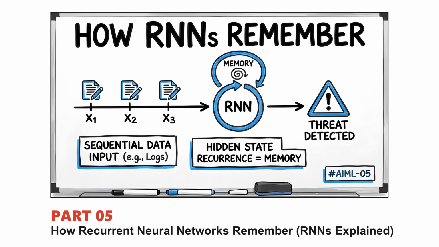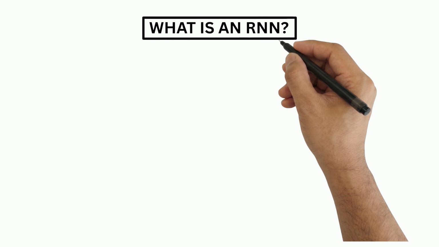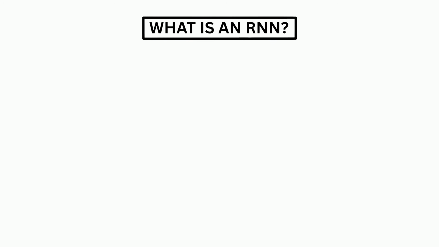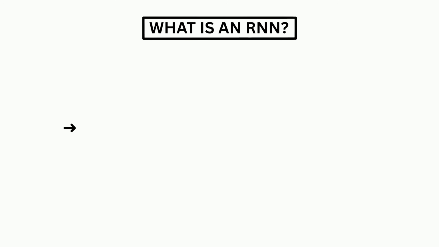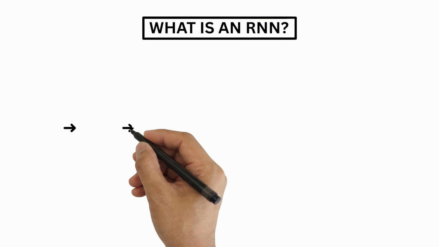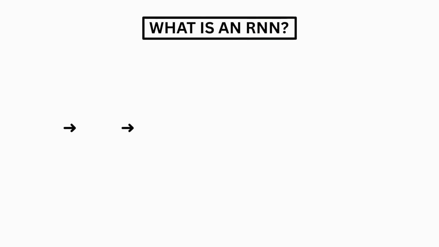Part 5. How recurrent neural networks remember. In the last video, we saw how a CNN scans a single image all at once, looking for spatial patterns like edges and shapes. But not all data in security comes as one snapshot. Think about a sequence of login attempts, a stream of firewall logs, or a chain of DNS requests. One event follows another, and the order tells the story. A CNN has no concept of before and after. It just sees a static picture.